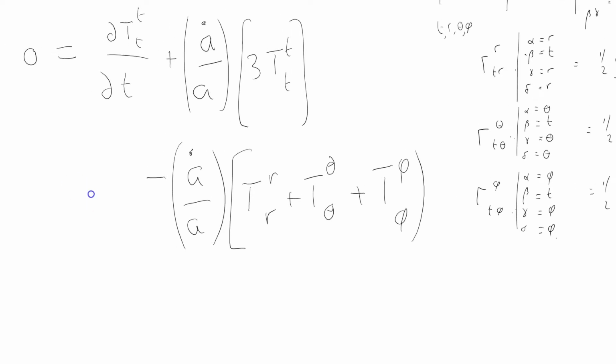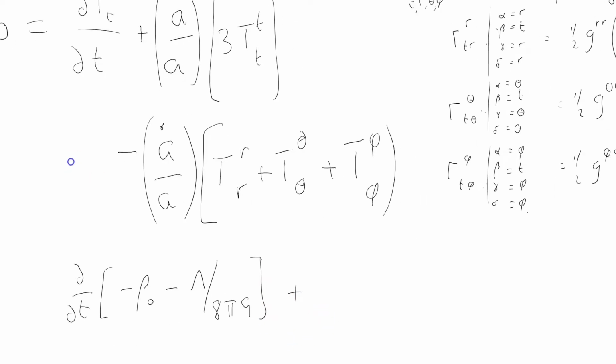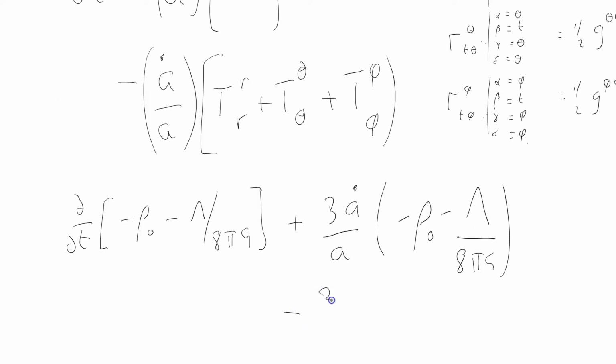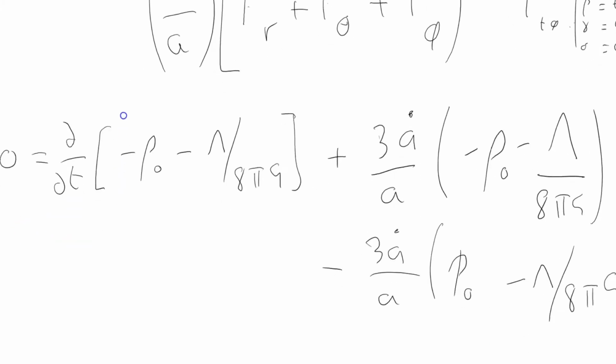Right, so let's just have a look at this. We've got ∂/∂t of minus ρ0, that's this term here, minus Λ upon 8πG, plus 3 a dot over a times the same thing, minus ρ0 minus Λ over 8πG, minus 3 a dot over a. It's 3 because all these components are the same thing, and each one is equal to p0 minus the cosmological constant upon 8π capital G, and this whole thing is equal to 0. Right, now we're talking.